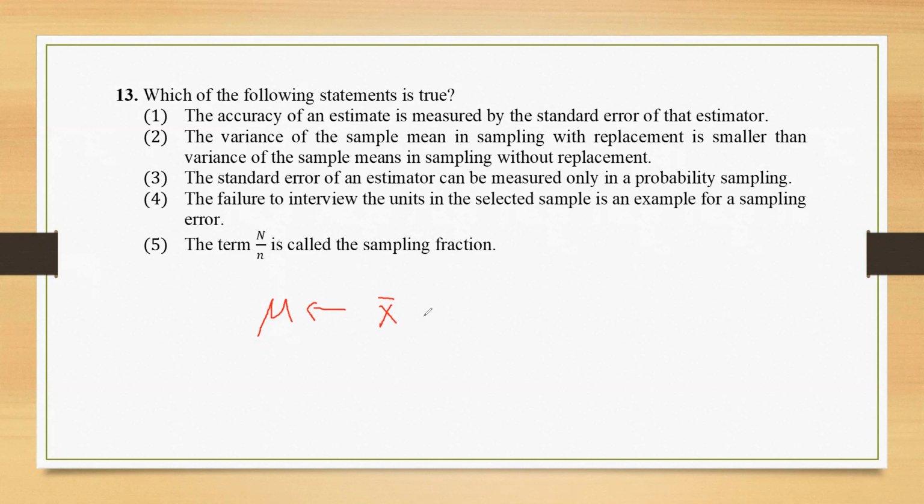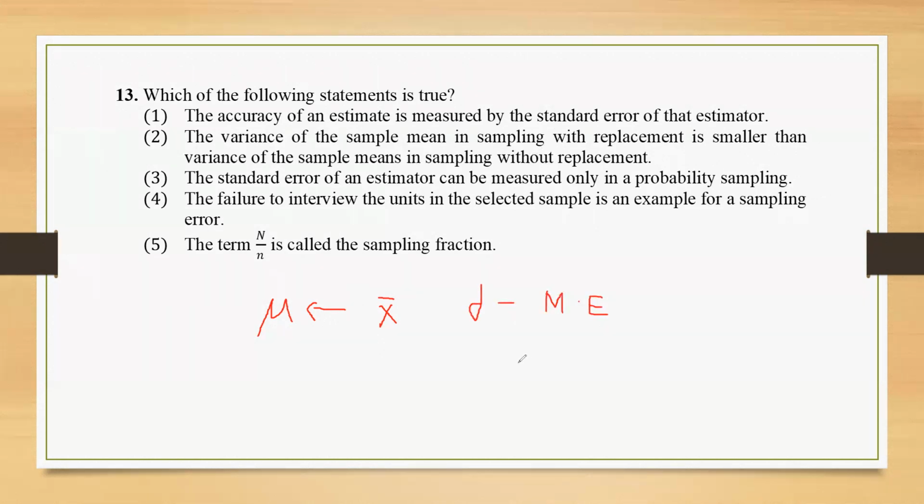So how can you measure the accuracy? You know that in making a confidence interval, there is a concept called margin of error. Normally we denote it by d. This is the margin of error. So using the margin of error, we can measure the accuracy.